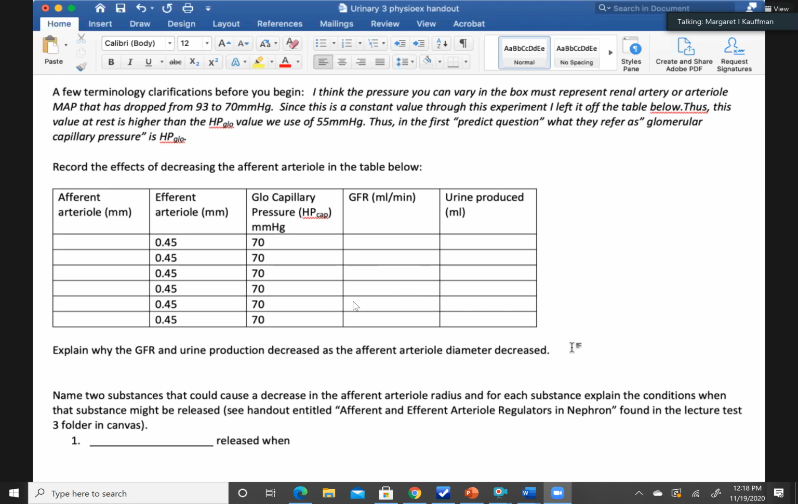What's happened to which variable? Let me put some variables down here. HP cap. I'm not going to do the OP cap. Is it cap? Osmotic pressure. And HP glomerulus. I think it's glo, right? And HP glo. Which of those changed? Anybody just put it in chat?